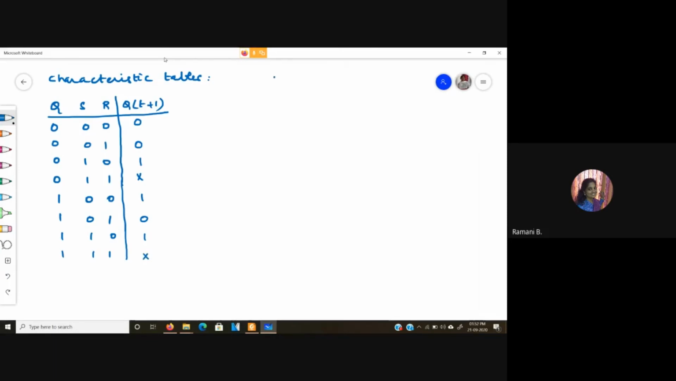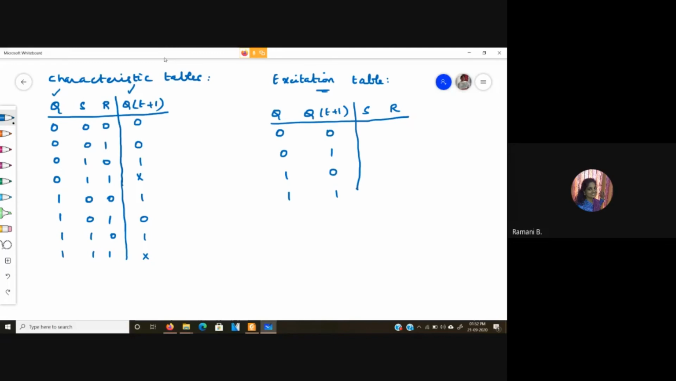Okay. So now writing the excitation table. As I mentioned, you know the present state and the next state value, and you are to find the flip-flop inputs. So assume that you have these two values. When present state is equal to 0 and next state is equal to 0, what will be our flip-flop inputs? So we have these two conditions.